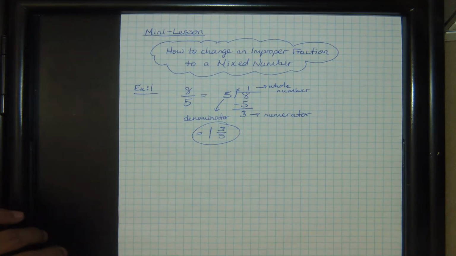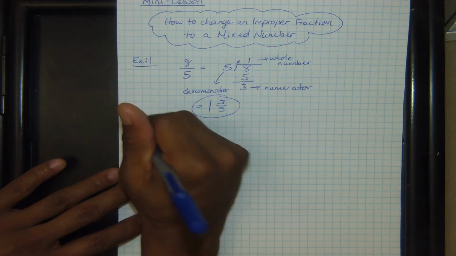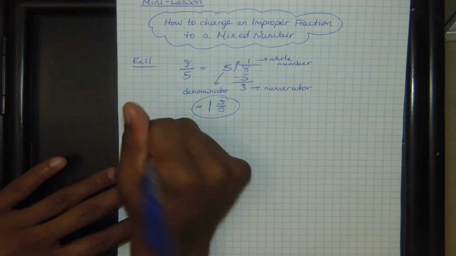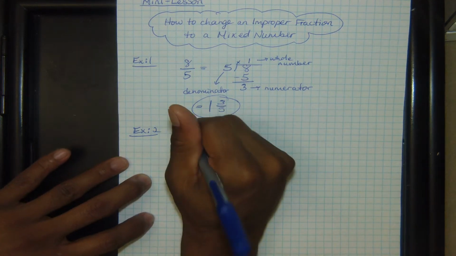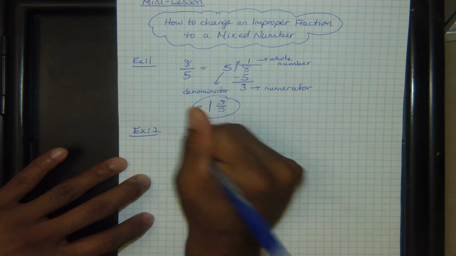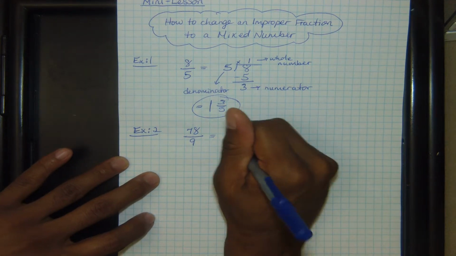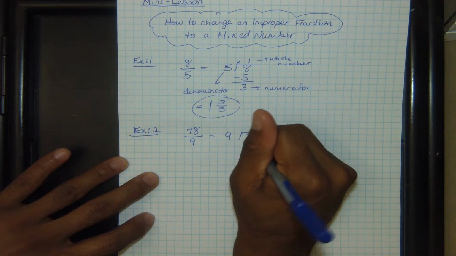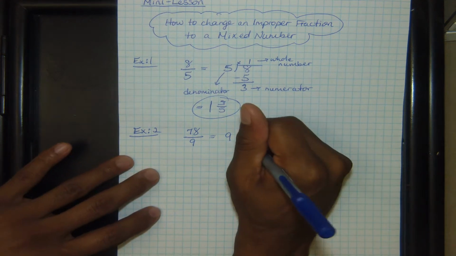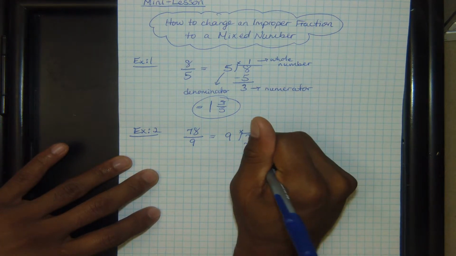Okay? So let's take a look and see what will happen if we have some larger numbers. So let's take a look at another quick example and then this lesson will be over with. Alright. So let's say I had the improper fraction 78 over 9, okay? So once again, the denominator goes on the outside, the numerator goes on the inside, and now we want to figure out how many times does 9 go into 78.